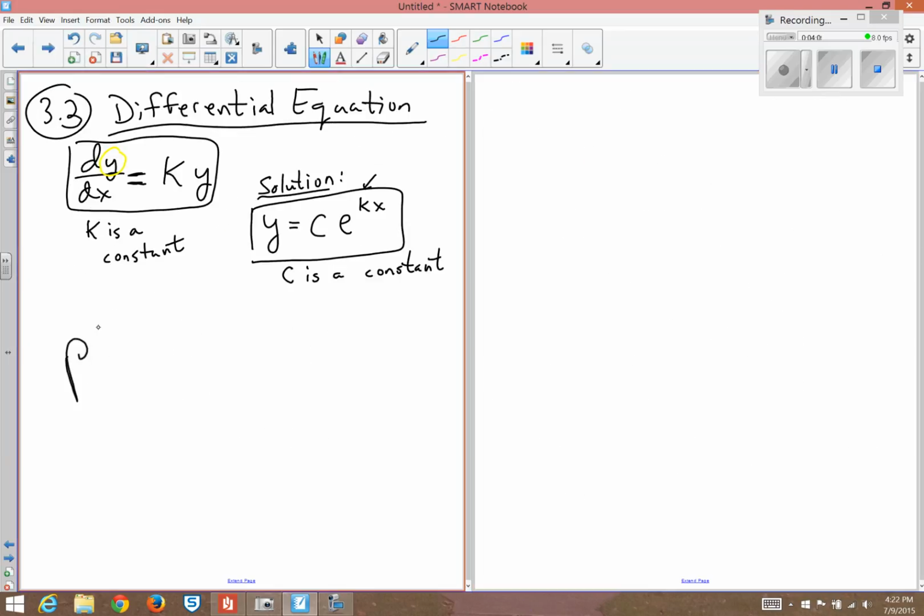On page 347, exercise 8 says, Pizzazz Incorporated is selling franchises for pizza shops throughout the country. The marketing manager estimates that the number of franchises, N, will increase at the rate of 10% per year, which is symbolized like this. The rate of change of the number of franchises with respect to t will equal 0.10, that's the 10%, of the number of franchises.